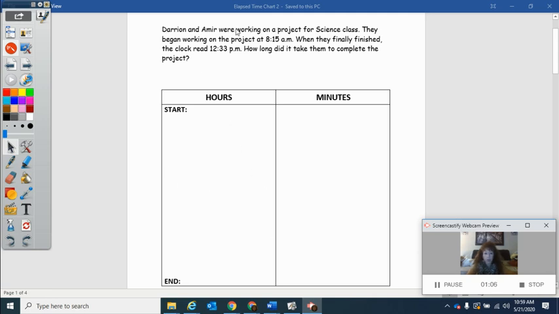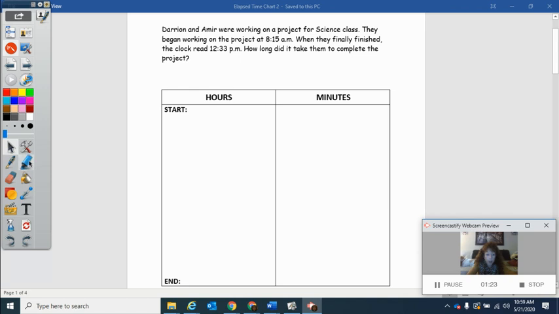So Darian and Amir were working on a project for science class. They began working on the project at 8:15 a.m. When they finally finished, the clock read 12:33 p.m. How long did it take them to complete the project?